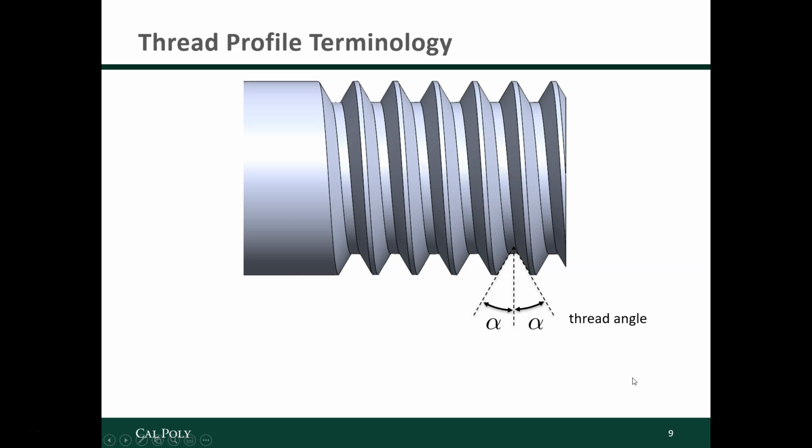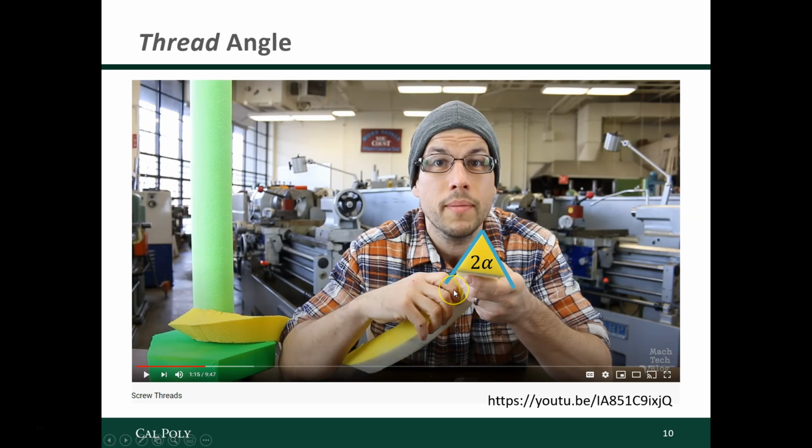Okay, back to thread angle. Remember that this can be viewed as half the angle between adjacent threads, or you can think of the screw thread as a triangle that's going to be wrapped around a cylinder, then twice the thread angle is the angle of that triangle. The thread angle is 1/2 the angle of that triangle.